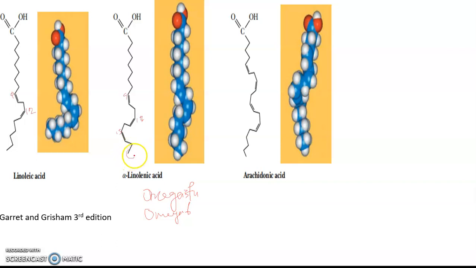What do we define as an omega-3 fatty acid? The omega carbon is the last carbon. This carbon here is the omega carbon. If you count from the omega carbon, we have 1, 2, and 3. So there is a double bond at carbon 3. That is why it is referred to as omega-3 fatty acid: there is a double bond between 3 and 4 when you count from the omega carbon. This one is called omega-6: 1, 2, 3, 4, 5, 6. So there is a double bond at the 6th carbon when counting from the omega carbon.